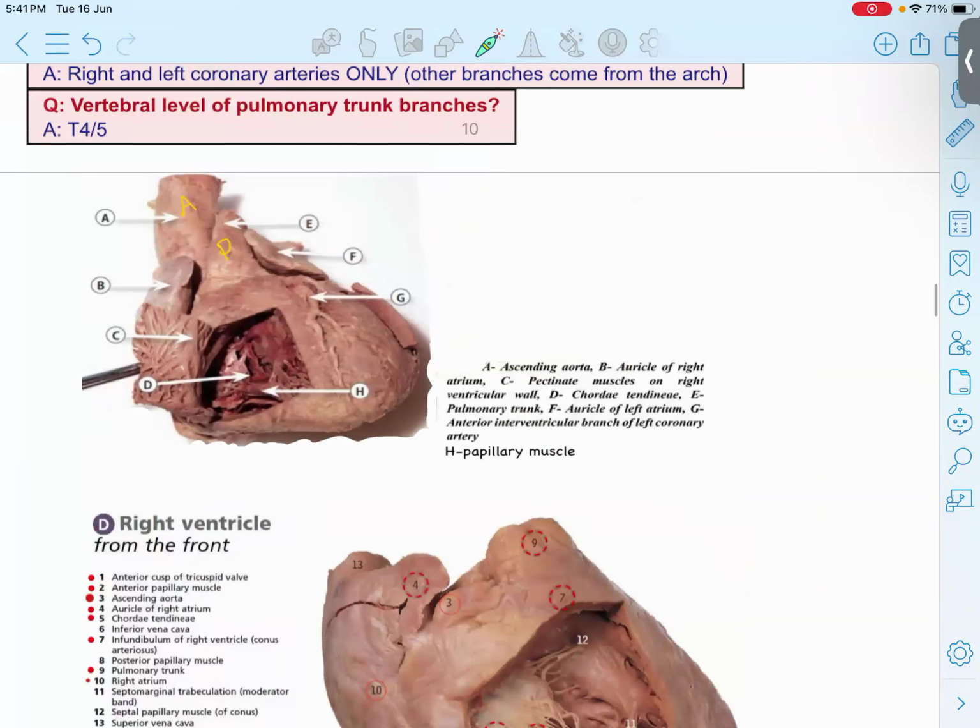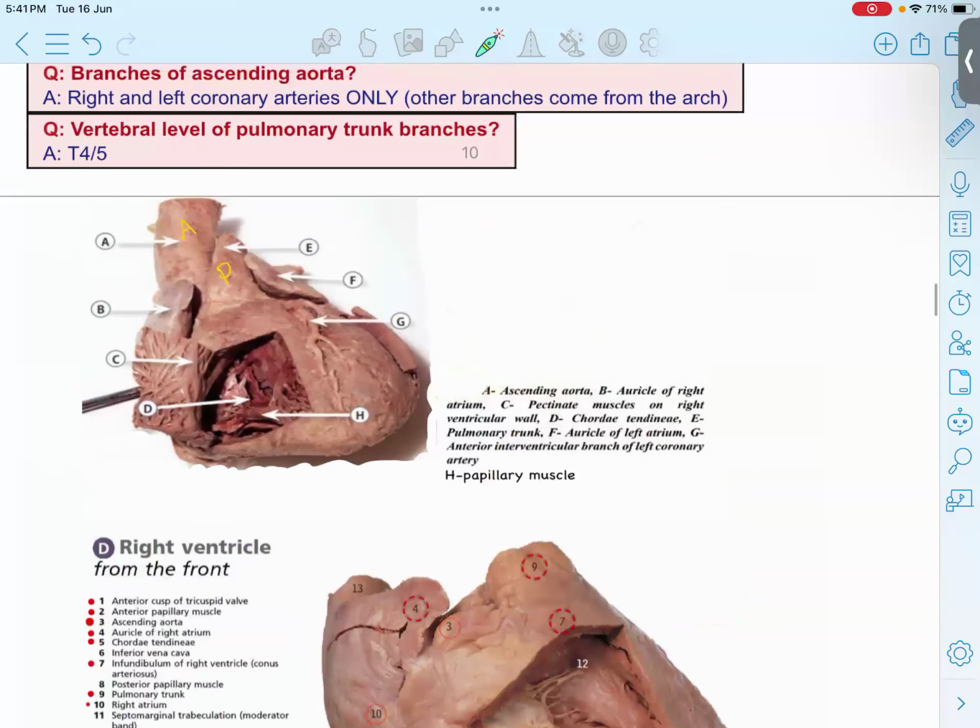Come to this image. It is also important. Here, the pot-like structure is this, right? So it will be the pulmonary trunk. Beside this, we will get A. Here, S is not seen. So this is the pulmonary trunk and this is the aorta. A is ascending aorta and this E is the pulmonary trunk.